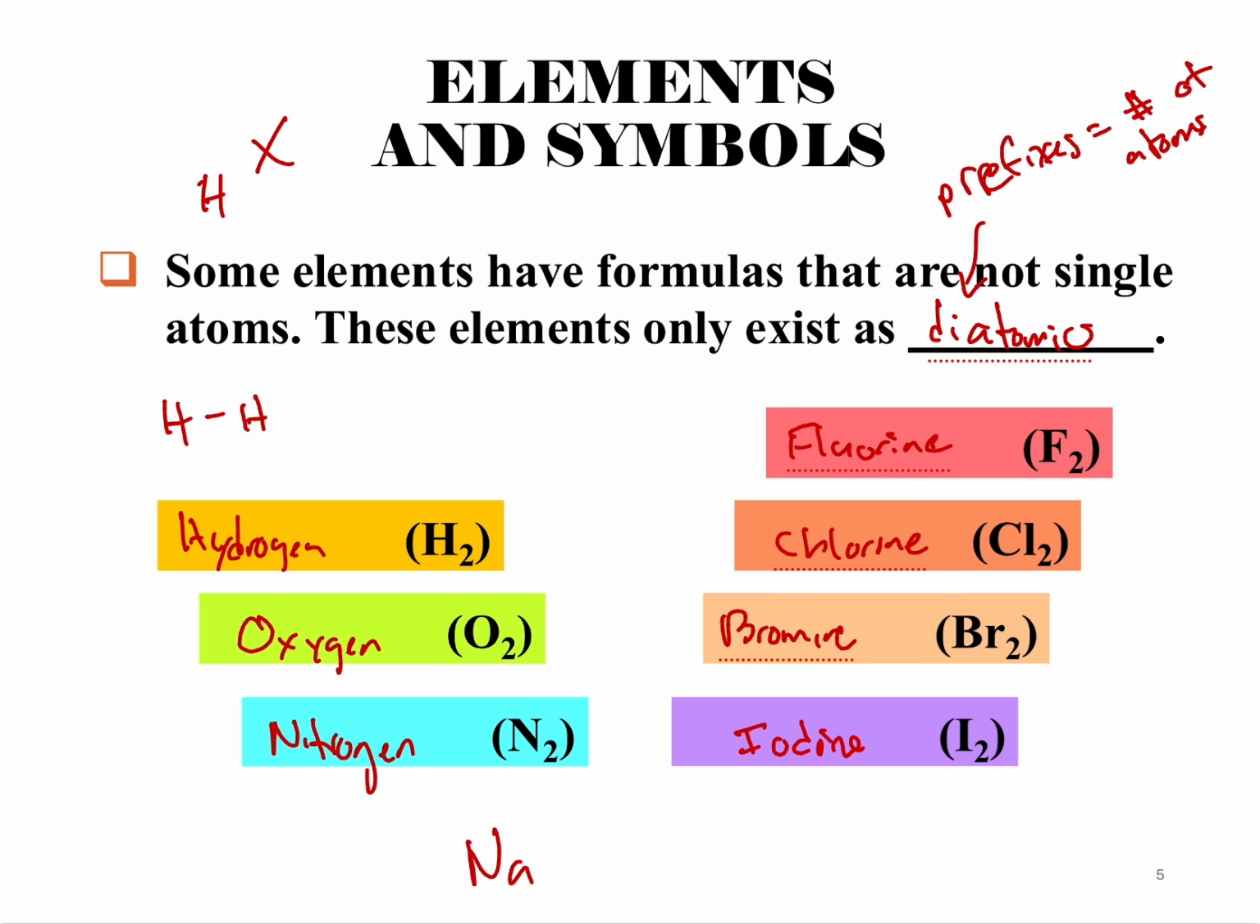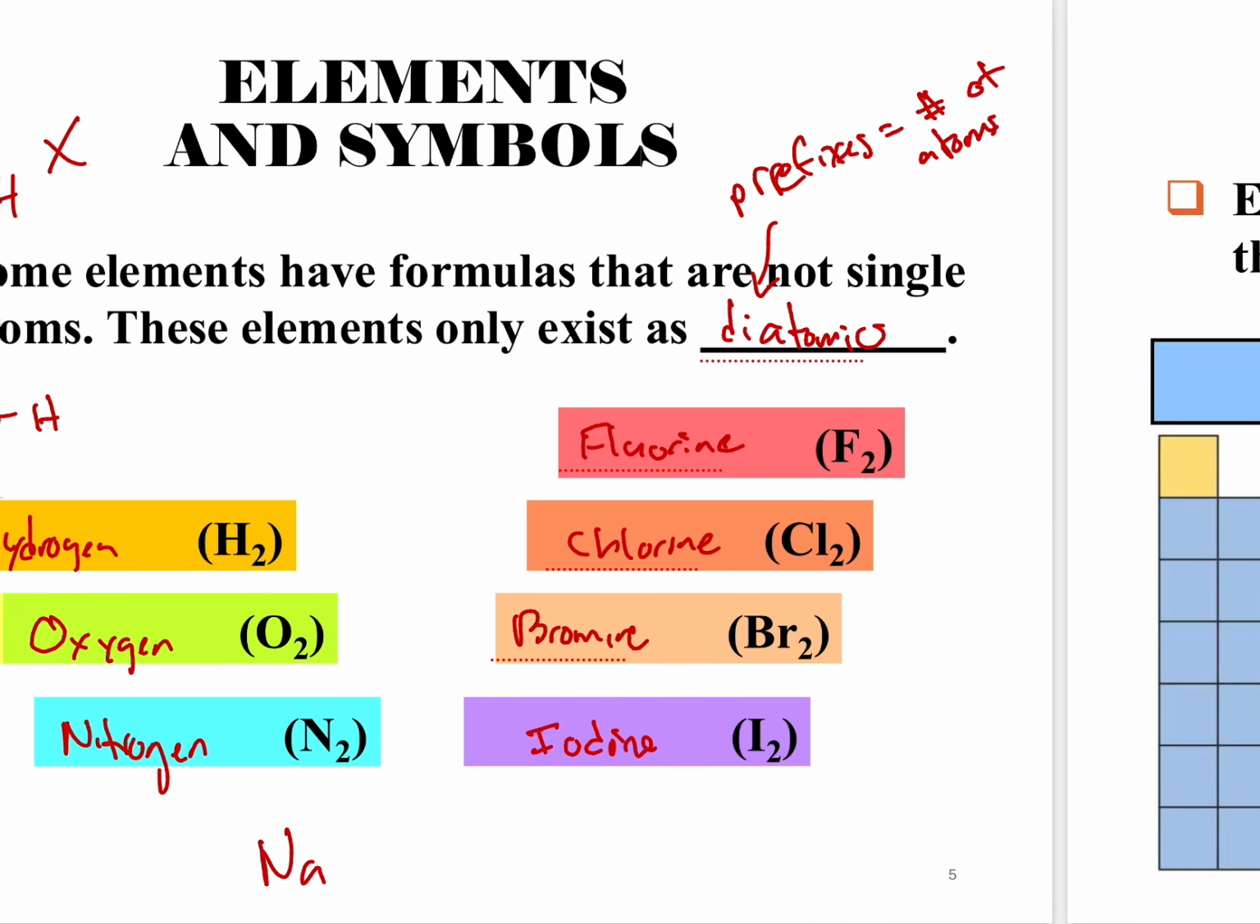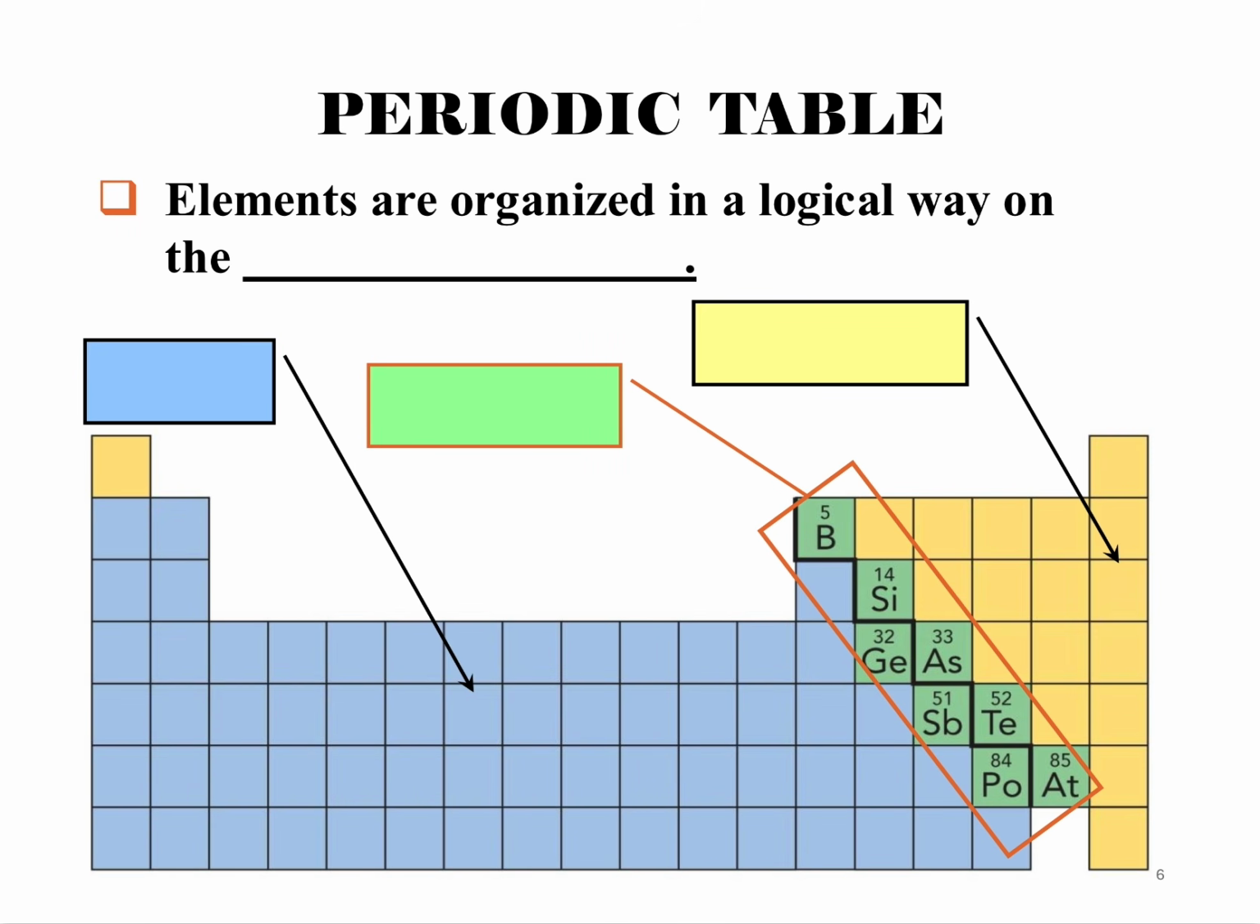And where do we see these elements and symbols? Well, we see these on what we call the periodic table. And so elements are organized in a logical way on the periodic table, and we'll talk about how these elements are organized here. And there's a couple different ways that they are organized.